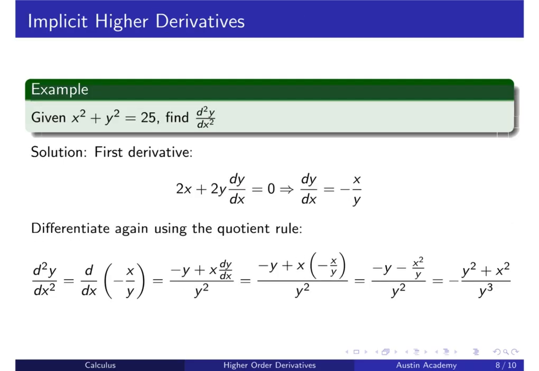Implicit higher derivatives. Let's look at a classic circle equation. X squared plus y squared equals 25. Find the second derivative of y with respect to x. Step 1. Differentiate both sides. 2x plus 2y times dy over dx equals 0. That gives dy dx equals negative x over y. Step 2. Differentiate again using the quotient rule. We get the second derivative of y equals negative quantity y squared plus x squared, all over y cubed.